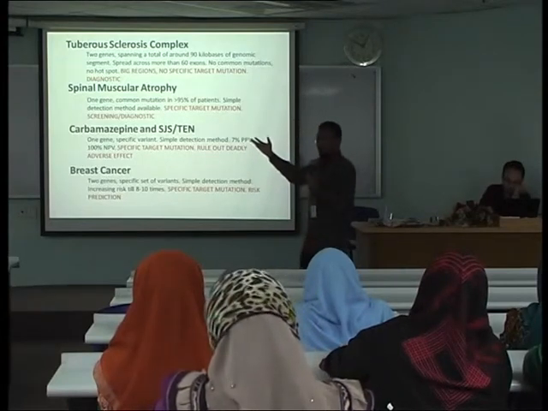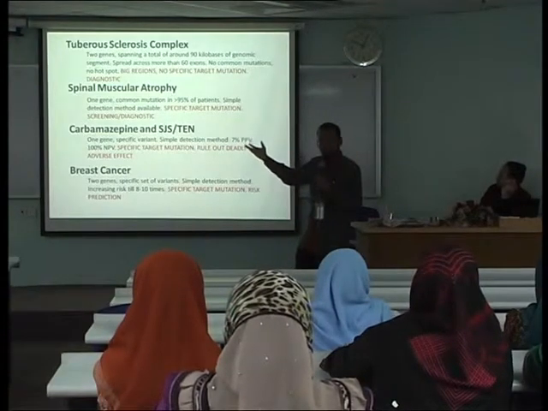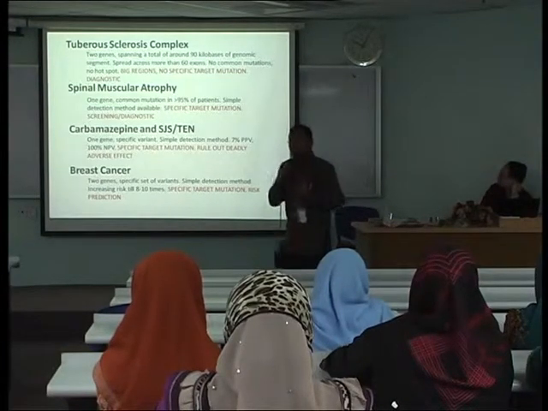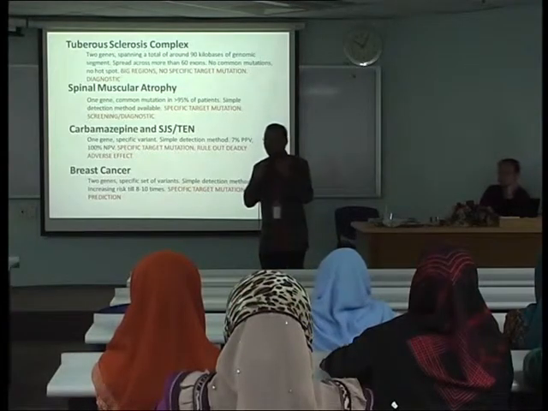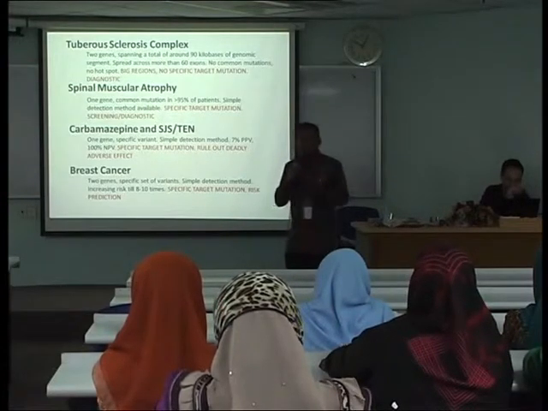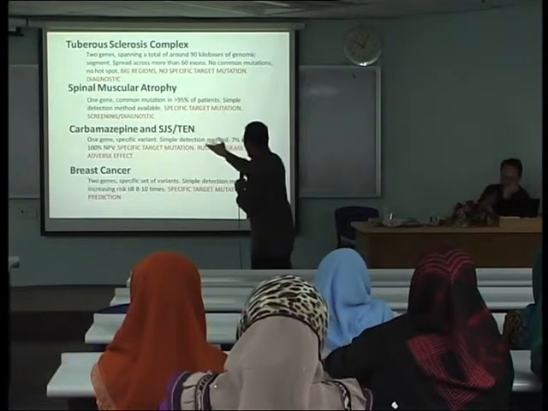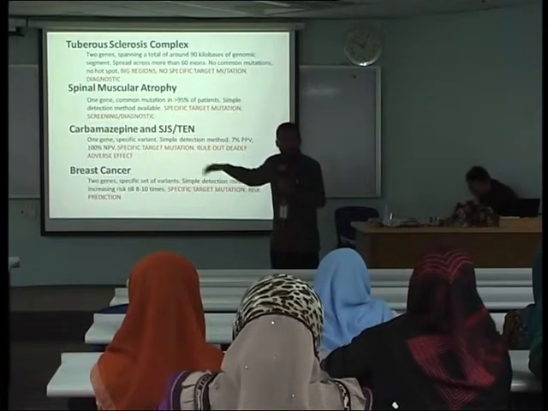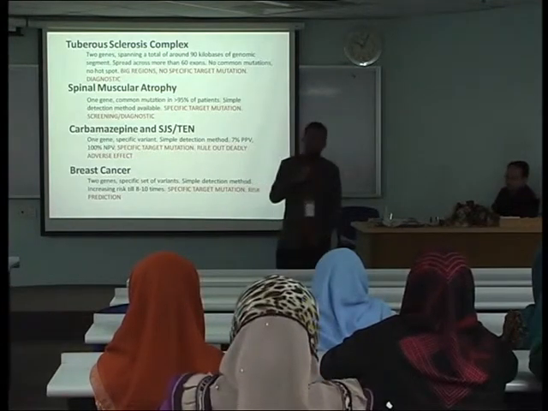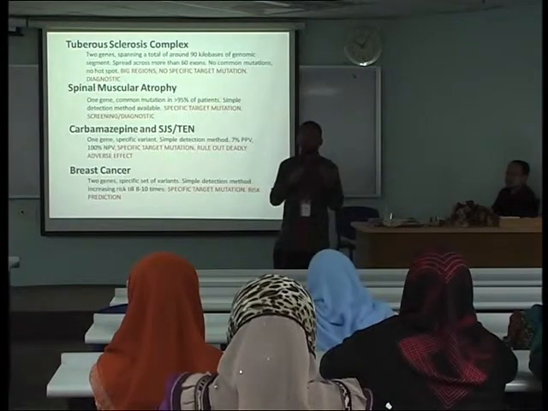One gene, HLA, and a specific variant, HLA-B*1502, with a simple detection method. But when somebody has that variant, it is not necessarily true that the person will develop Stevens-Johnson. In fact, only 7% of the patients that have the variant of the gene will develop Stevens-Johnson. But the negative predictive value is absolute, meaning that if you don't have that variation, you will be safe. If you have the variation, you have a possibility of Stevens-Johnson, although it's very, very small, but deadly.